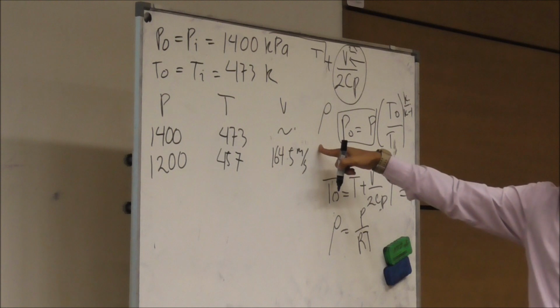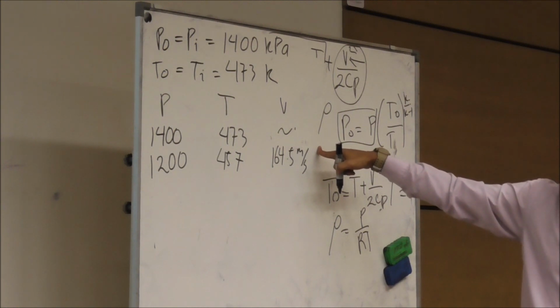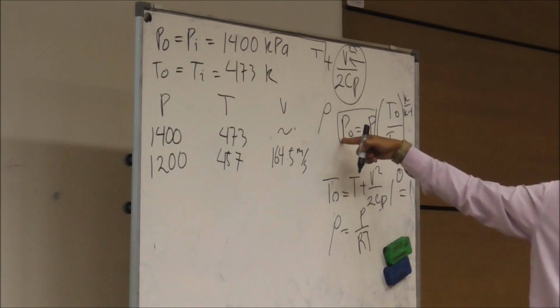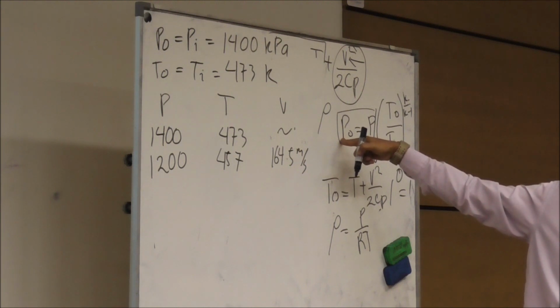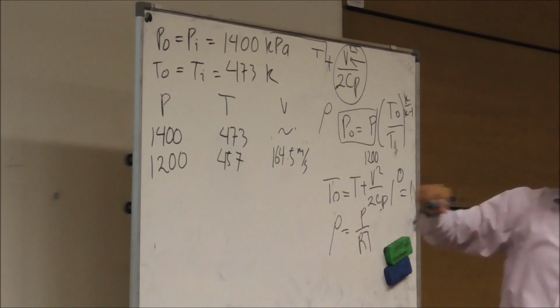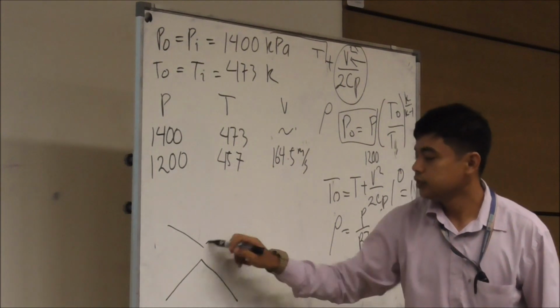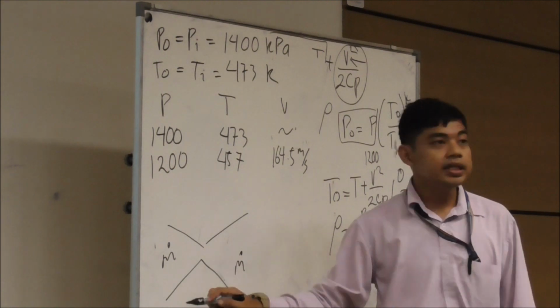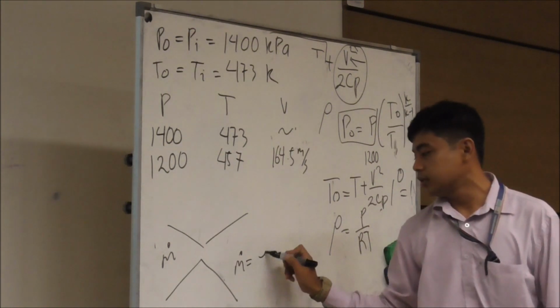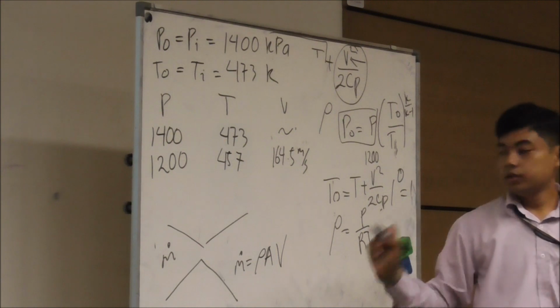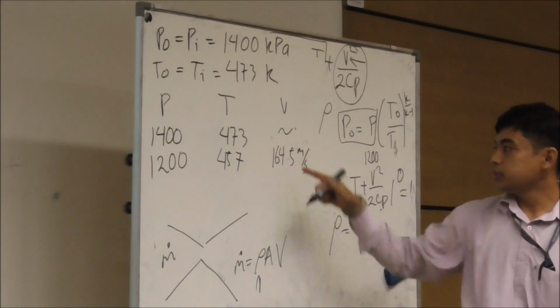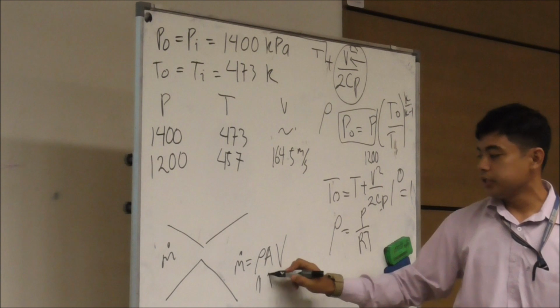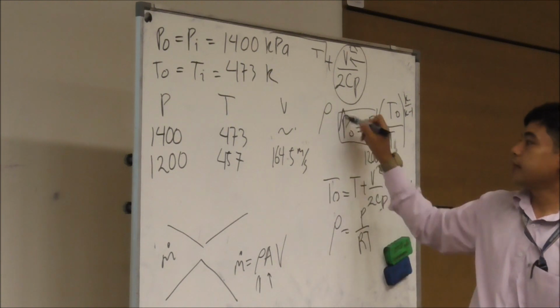Once you get your rho, you can calculate your mass flow rate, or you can calculate the area at that particular position. Because mass flow rate has to be constant, M dot here is equal to M dot there. But area is changing, density is changing, because M dot is equal to rho A V. So rho you know from here, velocity you calculate from there. So now you can calculate your area.